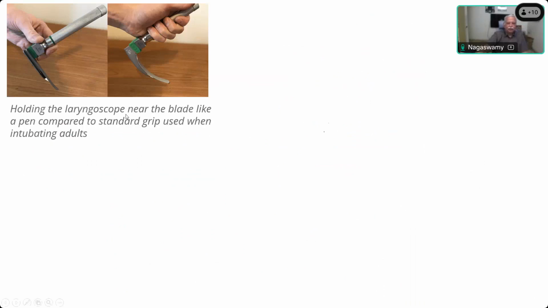So holding the laryngoscope near the blade like a pen, compared to the standard grip used when intubating adults. So this is for mainly newborns and infants. Hold it like a pen and you are using a straight blade, which indicates that it is for an infant or a newborn. Whereas if you are using a curved blade, holding it distally at the handle, it is mainly for adult intubation.